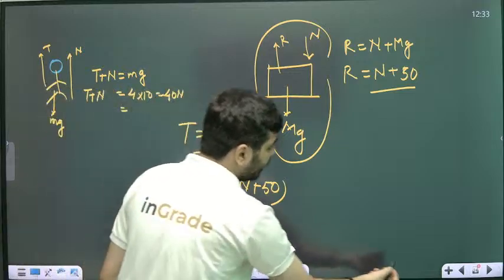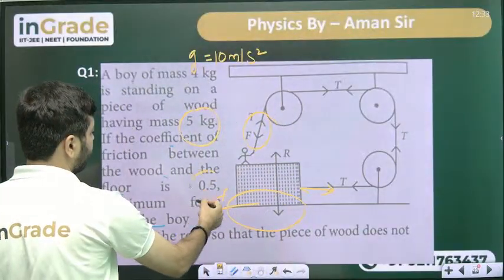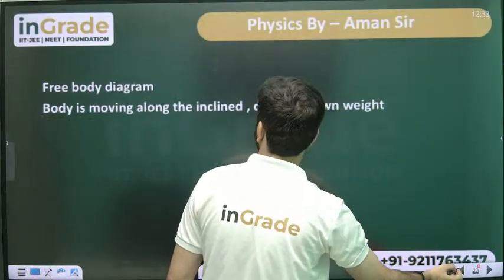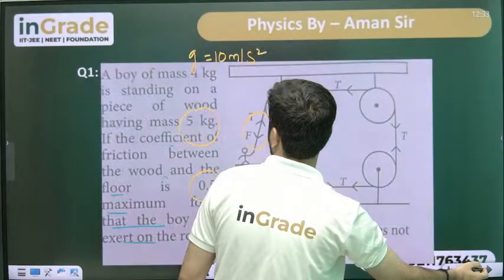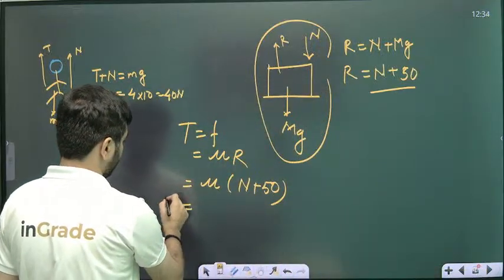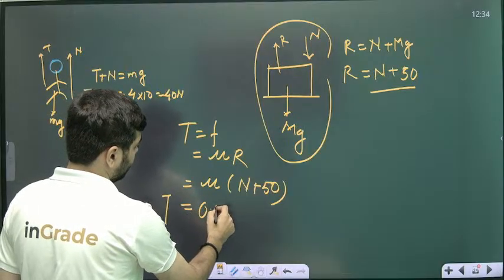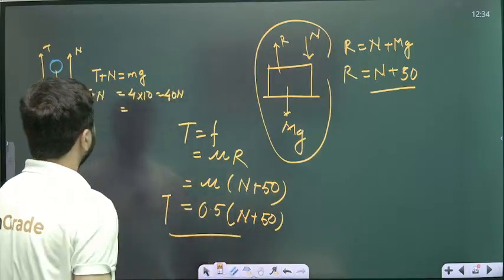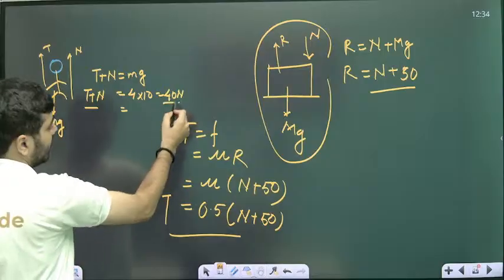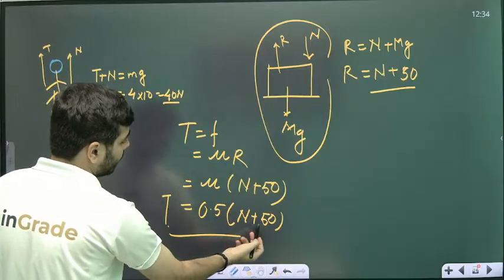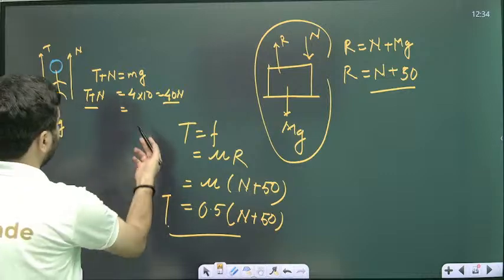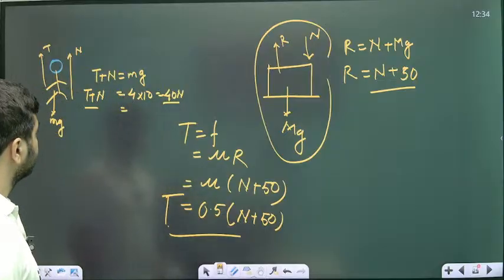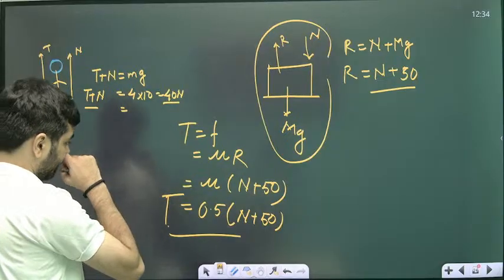Then what will be the value of mu? Mu will be 0.5. So T equals 0.5 times N plus 50. Now we have two equations: T plus N equals 40, and T equals 0.5 times N plus 50. Now let's solve it.